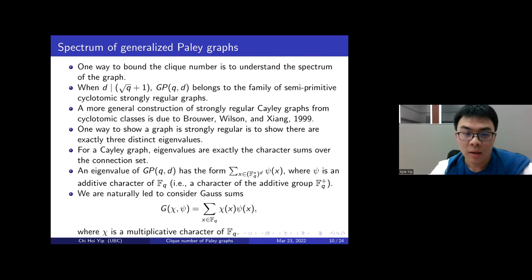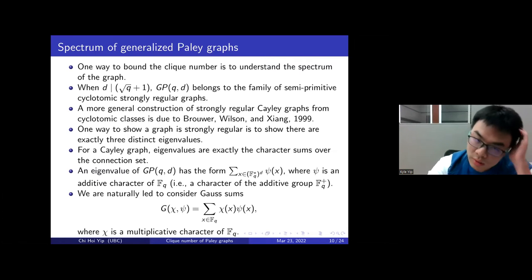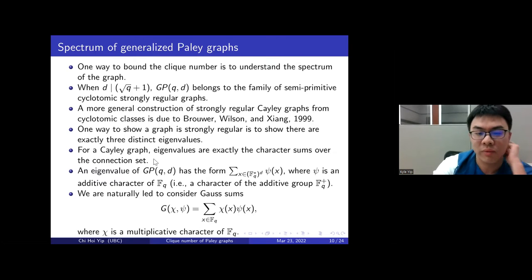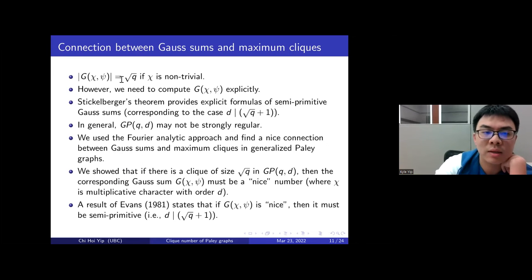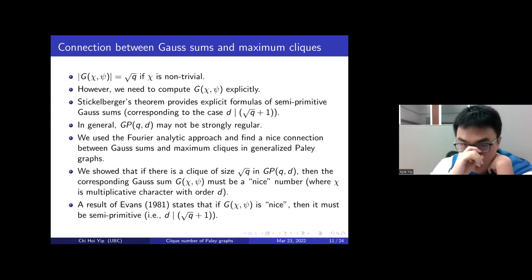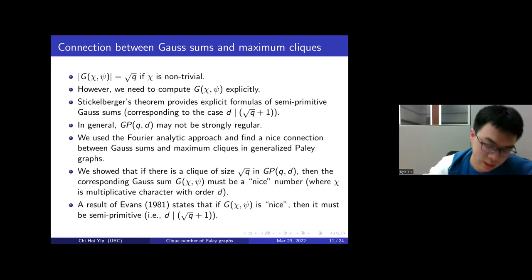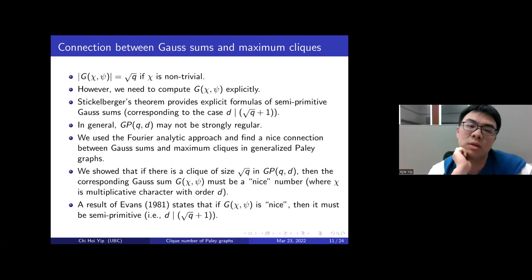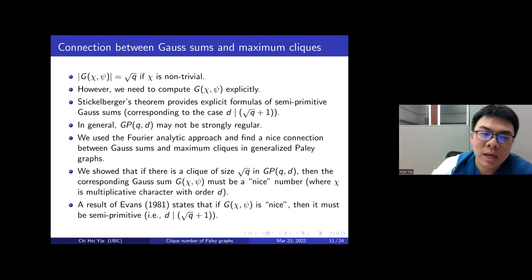So basically, if we want to compute the eigenvalues of GP(Q,D), then we need to understand the behavior of this kind of Gauss sum. It's a well-known result that if this multiplicative character chi is a non-trivial multiplicative character, then the modulus of the Gauss sum is always given by square root Q. But we need to compute the eigenvalue exactly, or at least give a bound on the eigenvalues. So this kind of information on the modulus is not sufficient. And typically we need to compute the Gauss sum explicitly. And in general, that's a very difficult question.